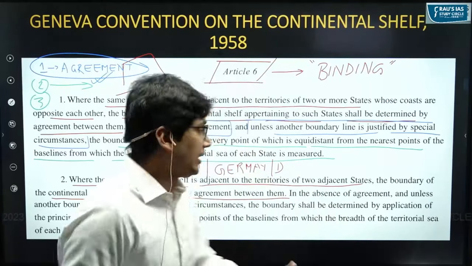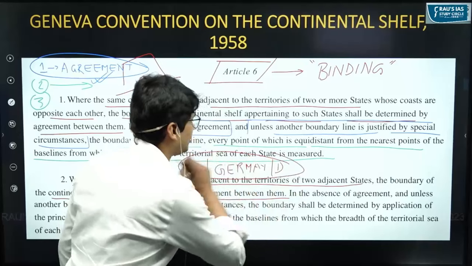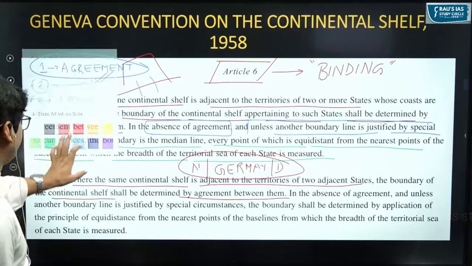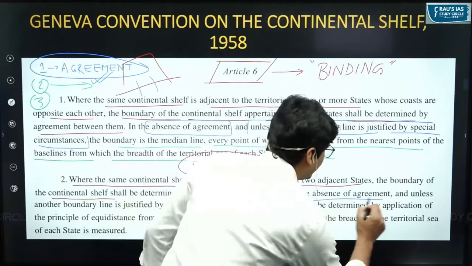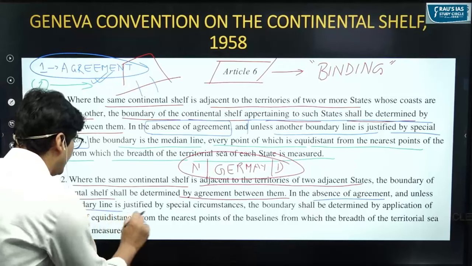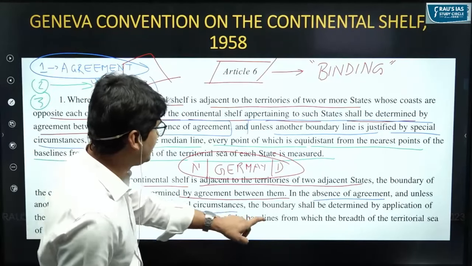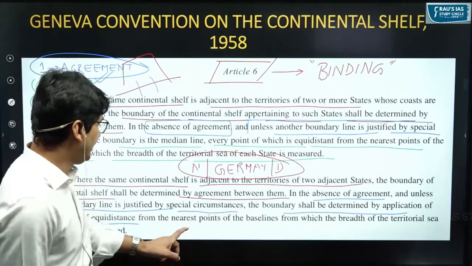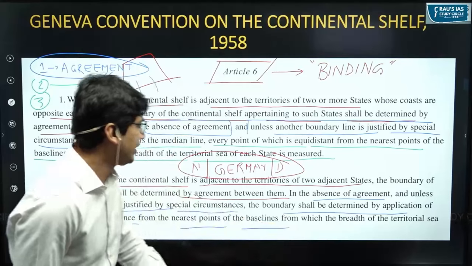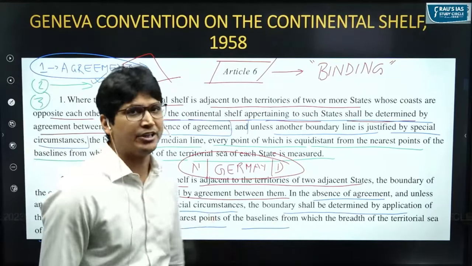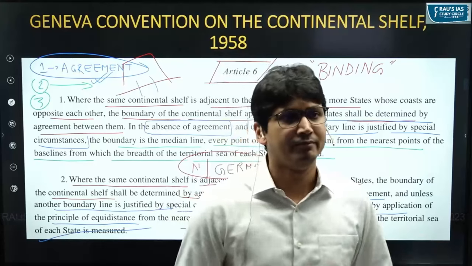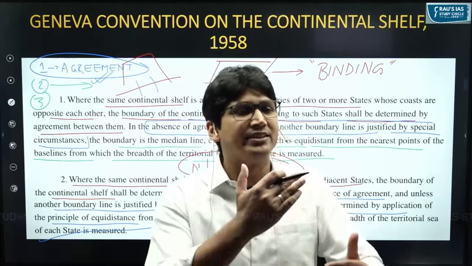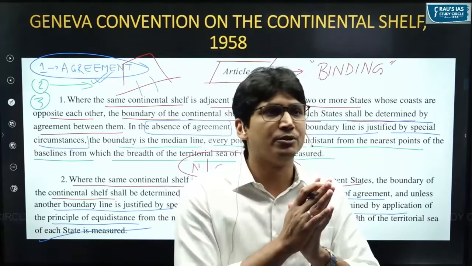It again says that for such a situation, a classical situation for Germany, Netherlands, and Denmark, in the absence of agreement, and unless another boundary line is justified by special circumstances, the boundary shall be determined by application of the principle of equidistance from the nearest points of baselines from which the breadth of the territorial sea of each state is measured. This is exactly what ICJ also noted, what we are trying to understand by simply going through the provisions of this treaty.